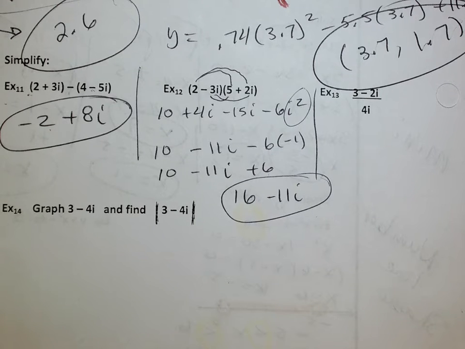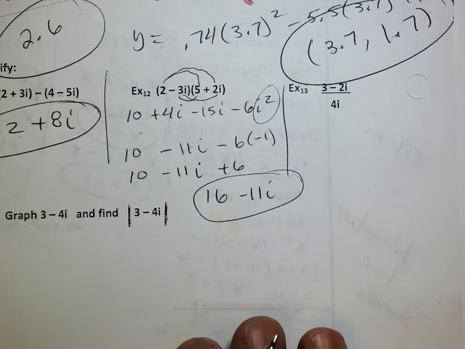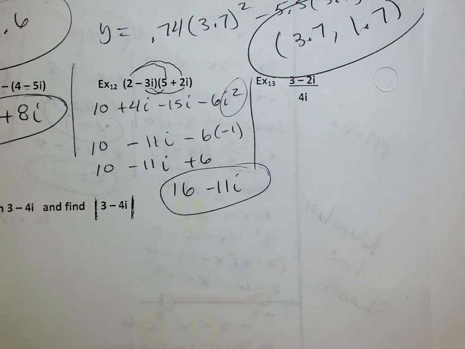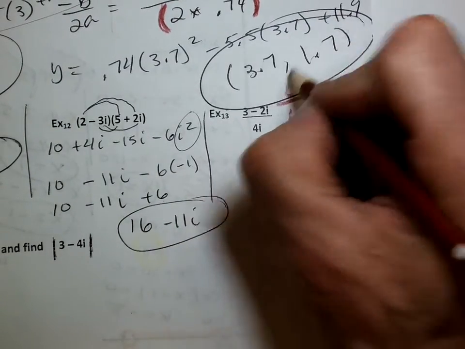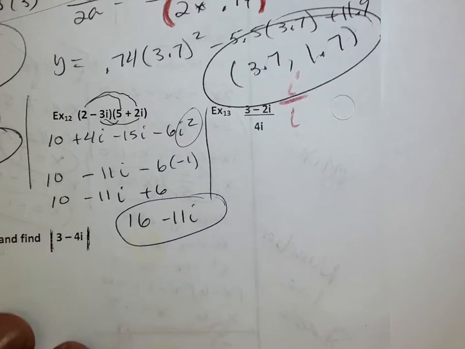Okay, we're almost done, really. Okay, example 13. There's a problem. What's my problem? So let's fix the problem with the problem. Let's multiply by i over i, right? Let's see what we get.